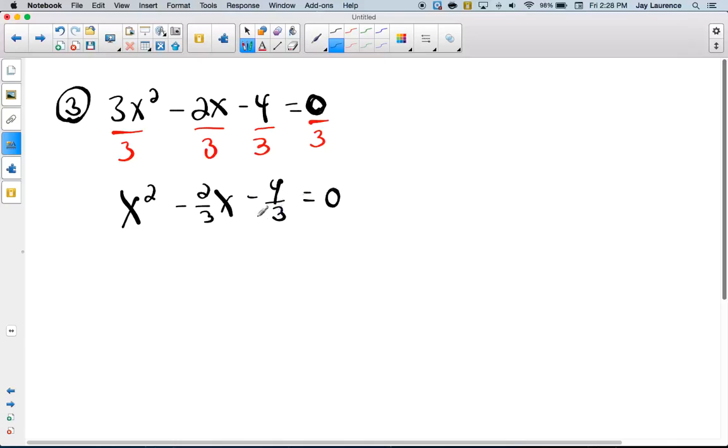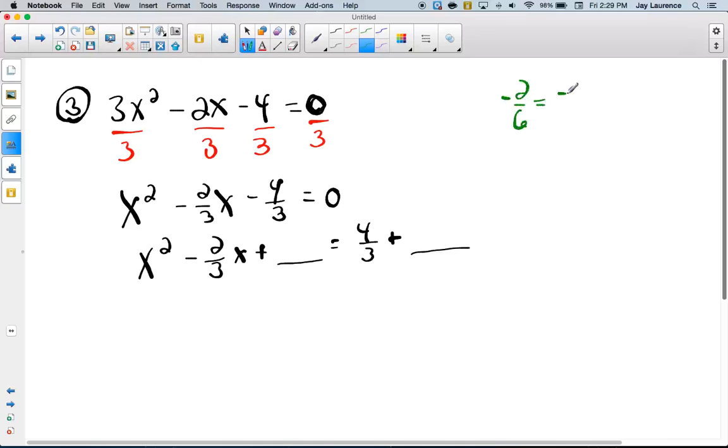Now, when I do that, I'm going to eliminate c, so I'm going to have x squared minus 2/3 x plus blank equals 4/3 plus blank. Now I need half of -2/3. Well, remember, to double a number, you double the numerator. To cut it in half, you double the denominator. So I'm going to take half of that, which would be -2/6.